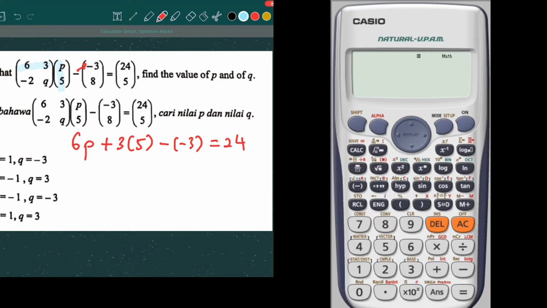Okay, so let's insert this in the calculator. Okay, 6x plus 3 bracket 5 minus negative 4 equal 24. So tekan shift solve. Okay, kita dapat tekan equal sign lagi. Okay, solve for x dapat 1. Alright, so now we got x equals 1 ataupun p equals 1. So mana satu jawapan antara A dengan D. Okay, B dengan C cross. So tinggal nak tahu Q sahaja. Q tu negative 3 ke 3?